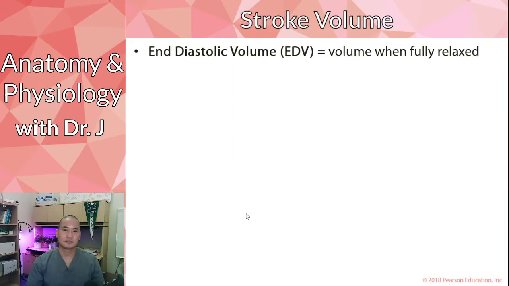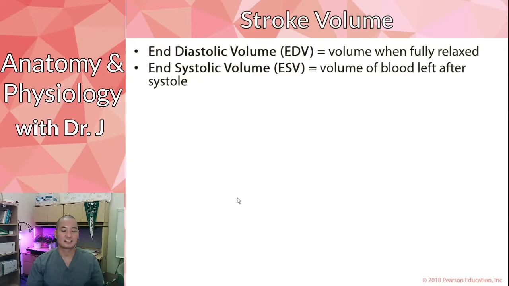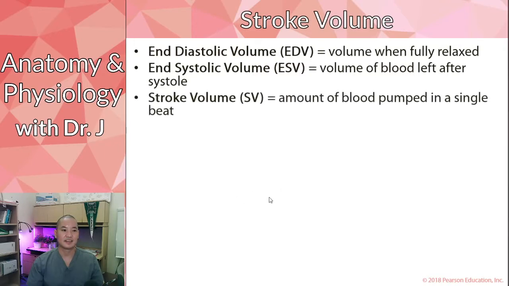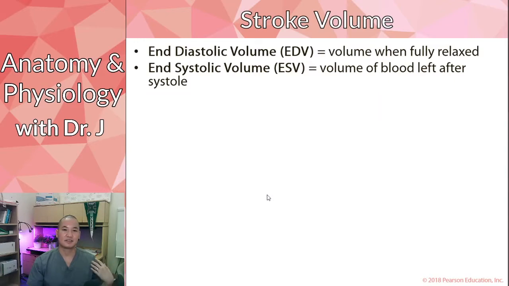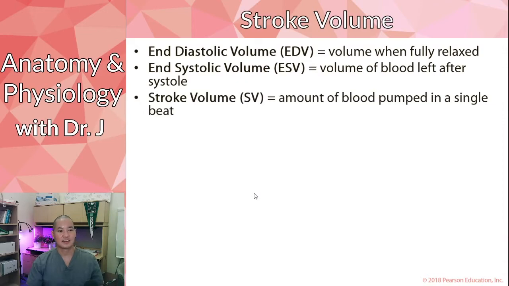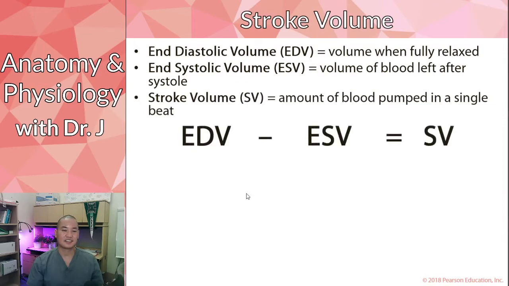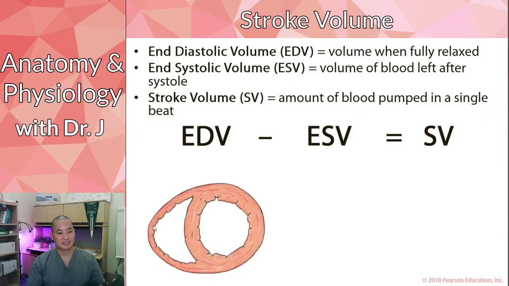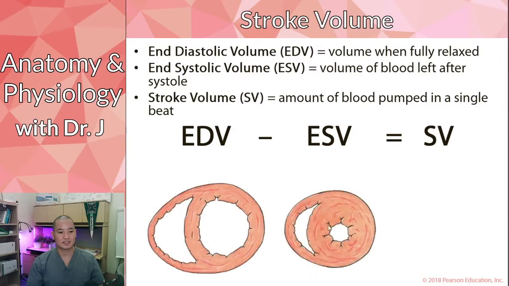So to show it more visually, end diastolic volume, that's the volume in a ventricle when it's fully relaxed. End systolic volume, that's the amount of blood left after the ventricle has completely squeezed. And stroke volume, that's the difference between the two. So again, end diastolic volume minus end systolic volume equals stroke volume. Here we have our relaxed ventricles, and here we have the contracted ventricles. Let's look at the left ventricle only in this example.